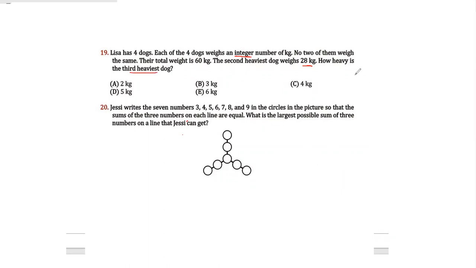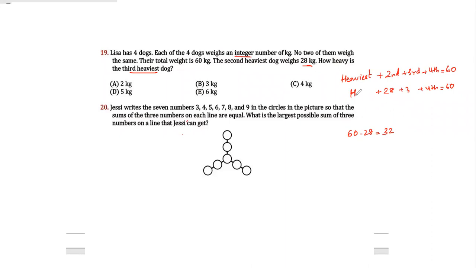Right? Now, what they're saying is the heaviest dog plus the second heaviest plus the third heaviest plus the fourth heaviest is equal to 60. Now, we already know the second heaviest is 28. So the heaviest plus the third heaviest plus the fourth heaviest is equal to 60 minus 28, which gives us 32, right?